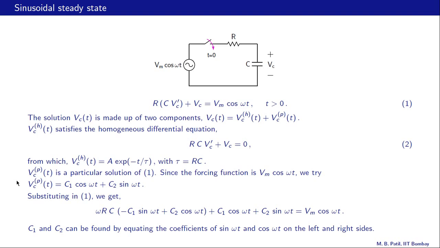Let us now look at the second part, the particular solution. Since the forcing function is Vm cos omega t, we can try Vc p of t equal to C1 cos omega t plus C2 sin omega t as a candidate solution. And when we substitute this in equation 1, we get this equation here. And the constants C1 and C2 can be found by equating the coefficients of sin omega t and cos omega t on the left and right sides.